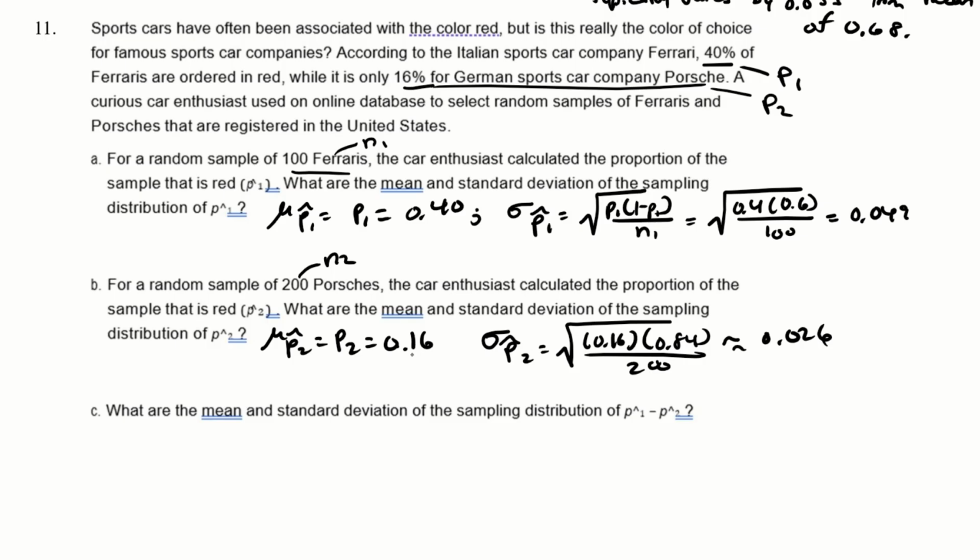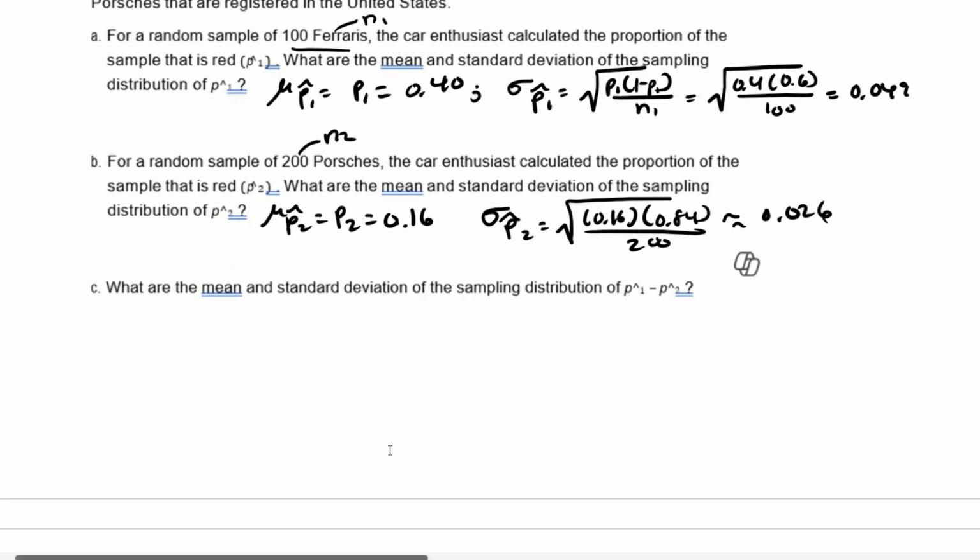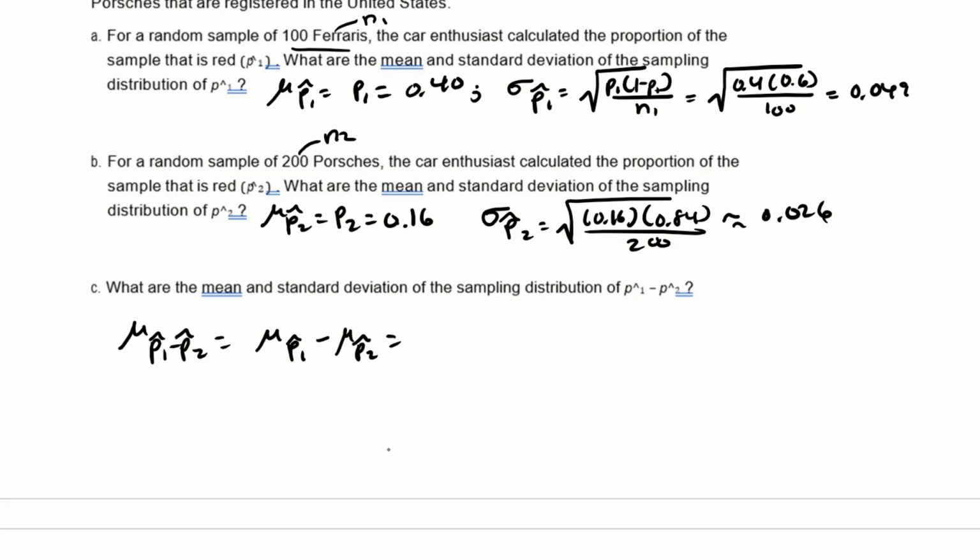All right, so now what are the mean and standard deviation when you combine them? The mean of p hat 1 minus p hat 2. Notice that in order to do this, you simply combine the means. You're combining the mu of p hat 1 minus the mu of p hat 2. So you're just using the 0.40 and 0.16, the two separate ones, which is equal to p1 minus p2, which is 0.40 minus 0.16, which is 0.24.